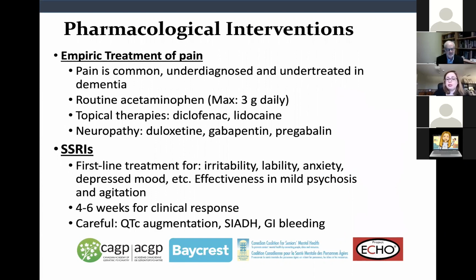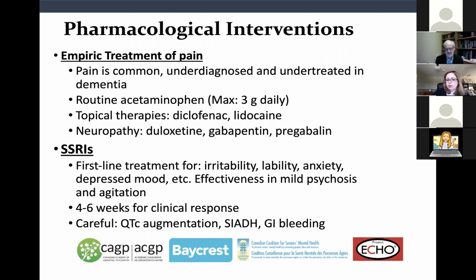So why first thinking about pain? Because pain is common, as I've said, underdiagnosed and undertreated in dementia. Just by giving a routine acetaminophen regularly, it could be efficient. There was a paper a few years ago that tried to see if just by giving an algorithm of treatment of pain, they could decrease the agitation, and they stopped just at the acetaminophen level because it was decreasing the agitation on the ward just by doing that, and then go to other topical therapies or neuropathy associated treatment.